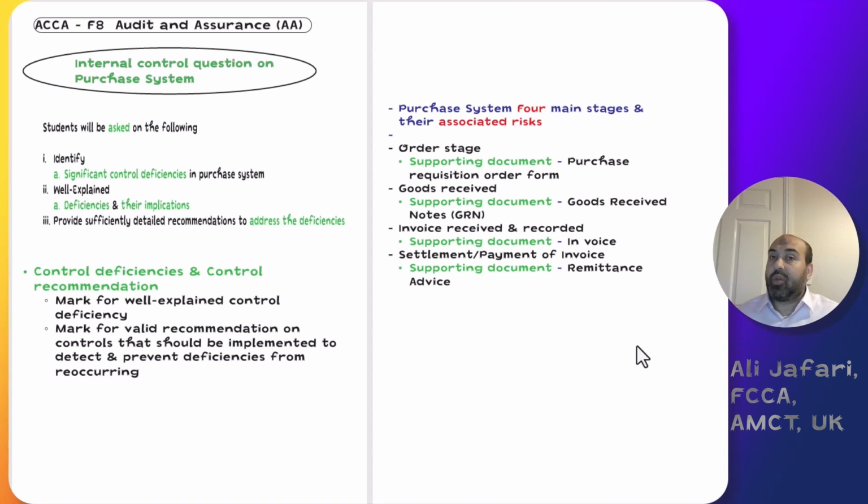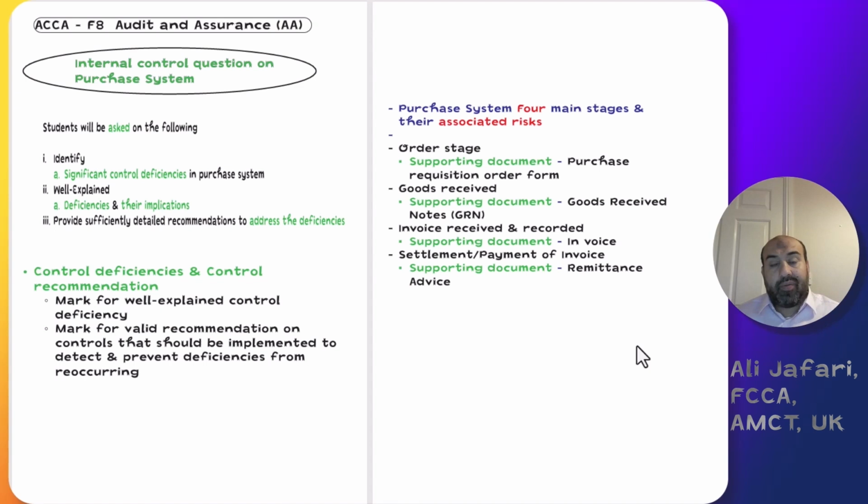In order to attempt this question, it would be helpful if you know the different stages in the purchase system. There are four main stages in the purchase system. The first stage is the placing of an order. Once you place an order, in the second stage, the supplier will dispatch the goods and you will receive the goods. In the third stage, once you have received the goods, the supplier will send you the invoice and you will record the invoice in your accounting system. In the fourth stage, you will settle the invoice; you will pay for that invoice.